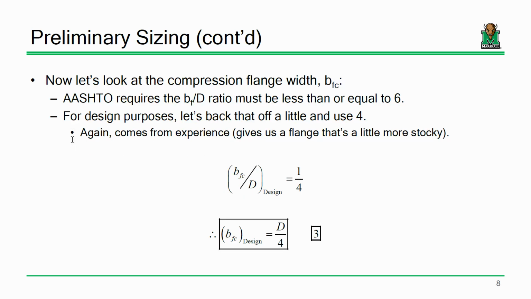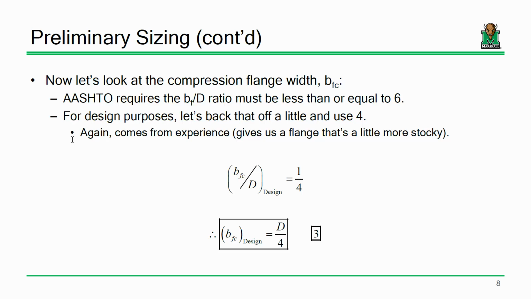Okay, now that's our web. Let's talk about our flanges. Now, if you have an I-beam, you've got two flanges. If we're talking about a simply supported bridge, we have a compression flange up top and a tension flange on the bottom, right? Remember, take a beam, you bend it: the top's in compression, the bottom's in tension. Okay? So let's deal with the compression flange first.